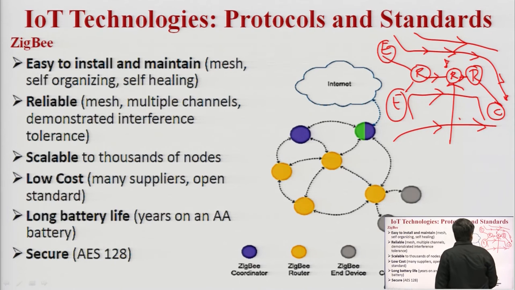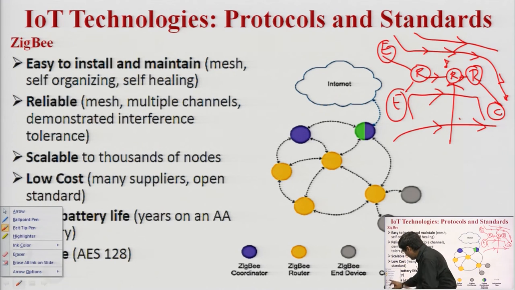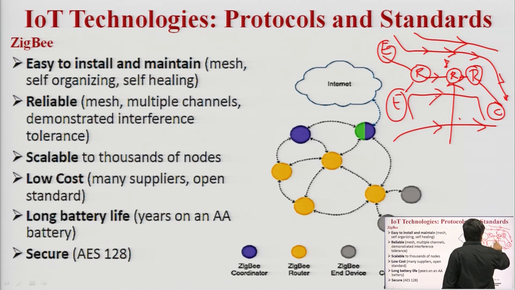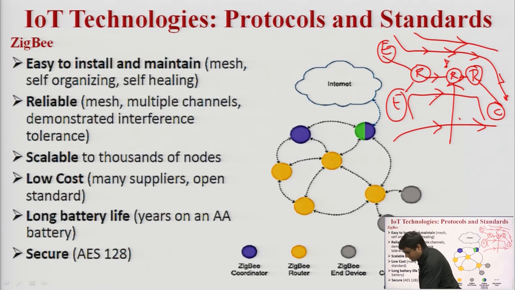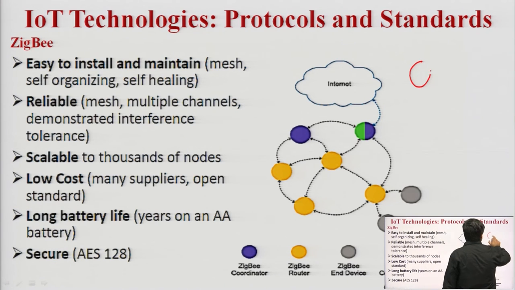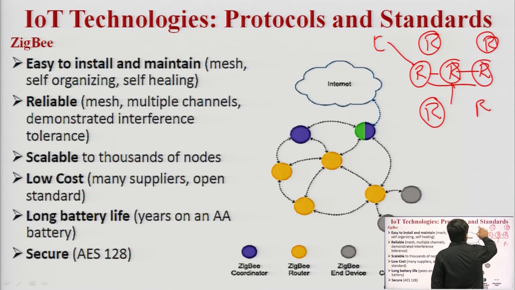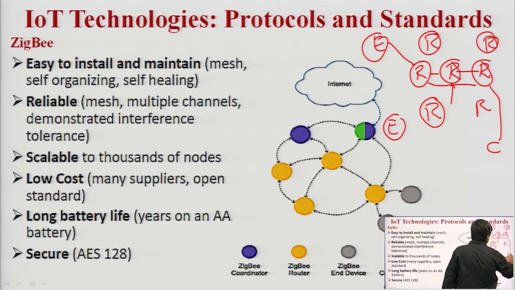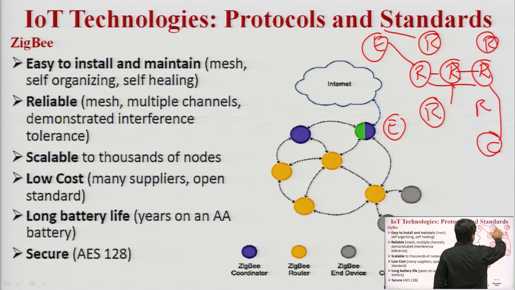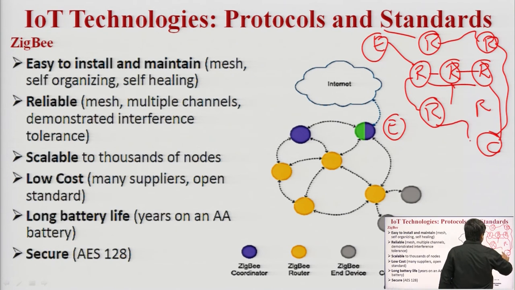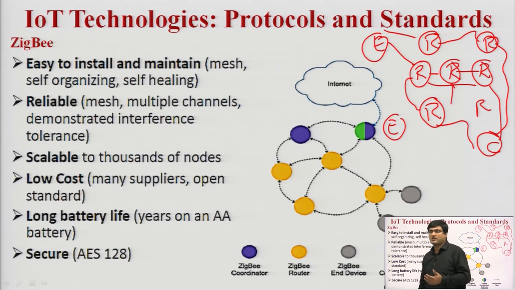So we will use mesh networking. The problem is that if this router fails, we cannot transmit the information. So for that, we will create a mesh network. We will depend upon other routers as well. So if this router fails, then we can transmit the information through this router. Our network will not fail. So this is the meaning of the mesh network. Through a mesh network, we can ensure the reliability of the network.